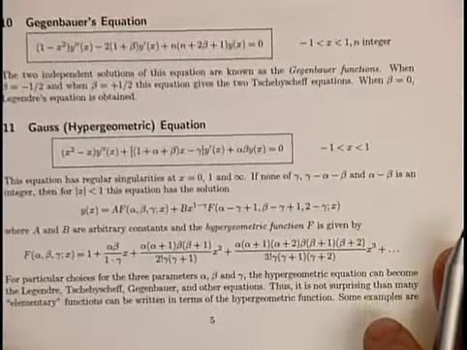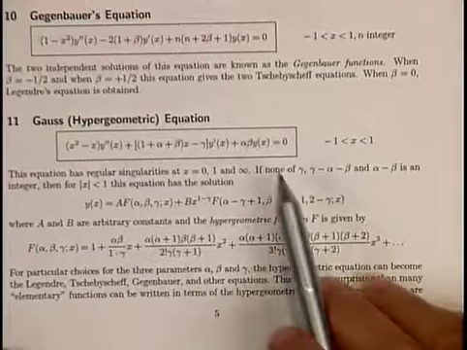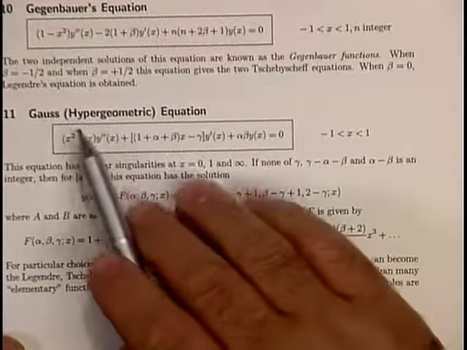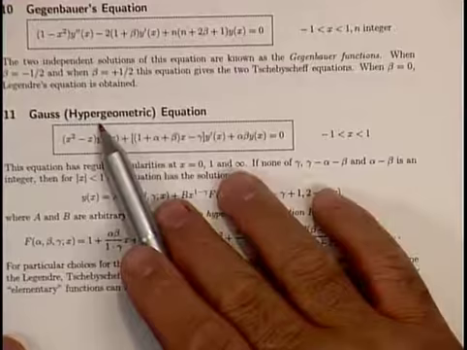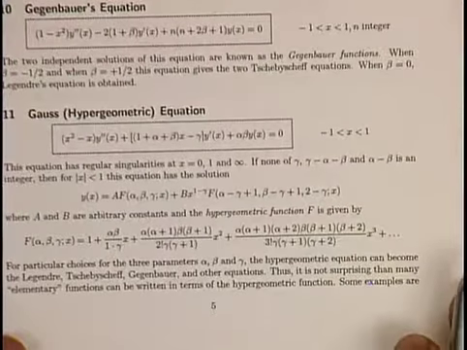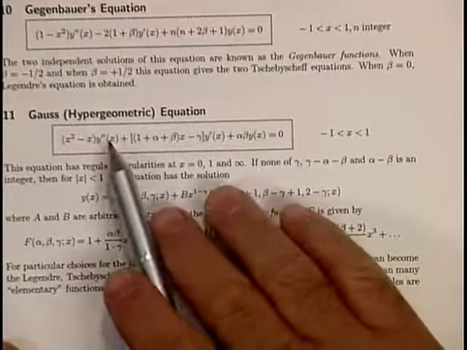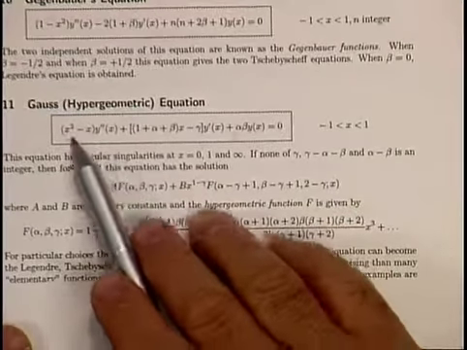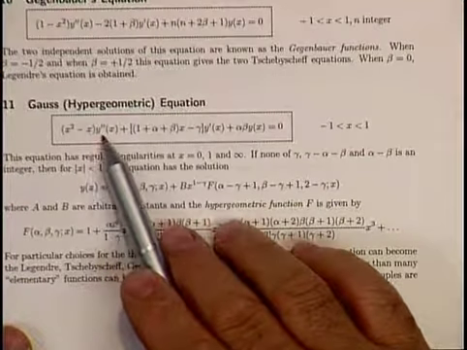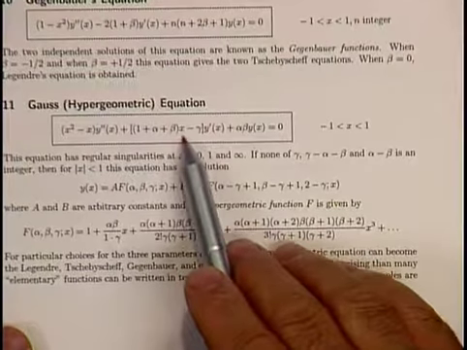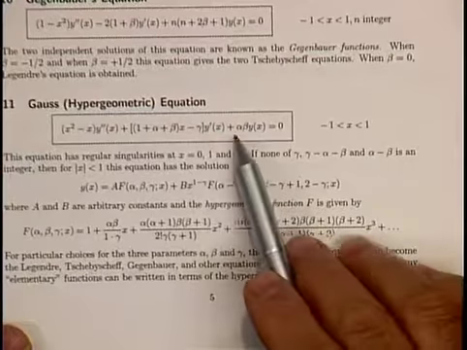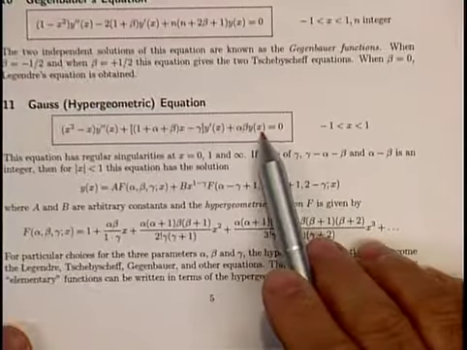One of the most important special functions that you will see in mathematical functions, for example, is the Gauss or hypergeometric equation. Gauss was a prolific mathematician, and he was able to figure out that if you have an equation in this form, for example, x squared minus x times y double prime plus 1 plus alpha plus beta multiplied by x minus gamma, all multiplied by y prime, plus alpha beta y of x equal to 0.